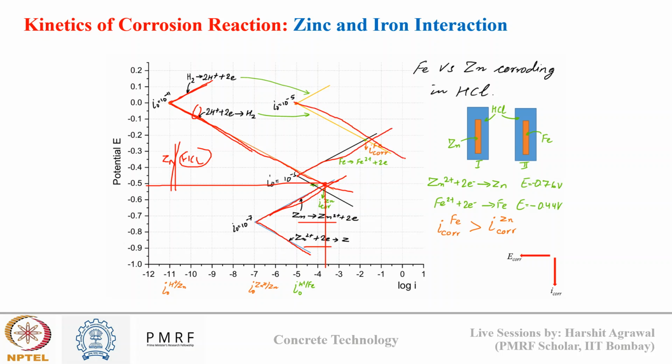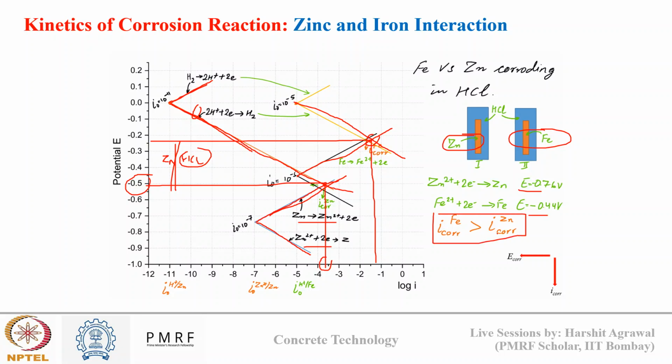This is the reaction for hydrogen on the surface of iron, and their interaction will give me the equilibrium potential and current for the system. So if you see, zinc has a more negative potential compared to iron and a lower current density compared to iron. So that's why we say zinc is nobler compared to iron, because iron has a higher corrosion current density compared to zinc. So this is what we understand from the Evans diagram.